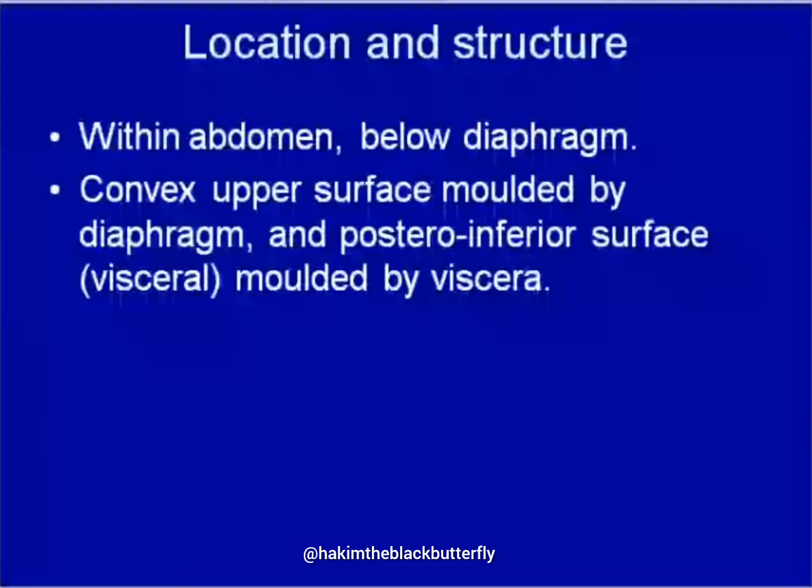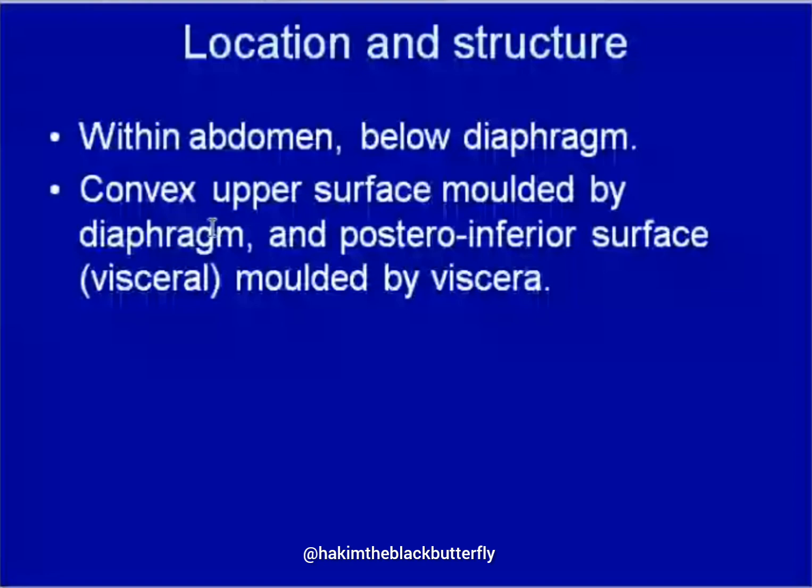The liver is below the thoracic diaphragm, and the thoracic diaphragm is molded by the lobes of the liver. That is why you have the domes of the diaphragm. The domes of the diaphragm are convex on the thoracic side, and they are concave on the abdominal side.